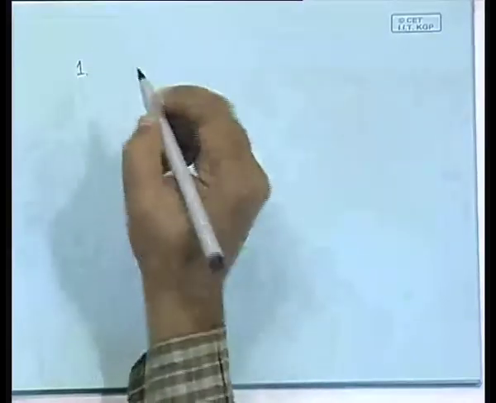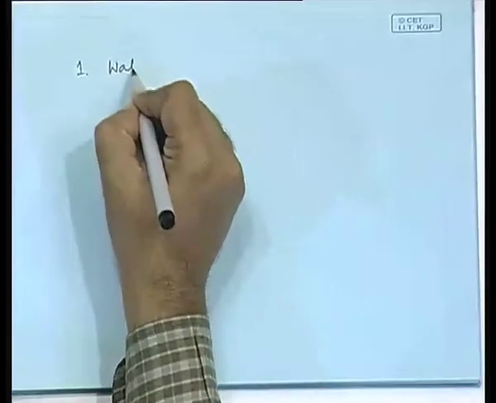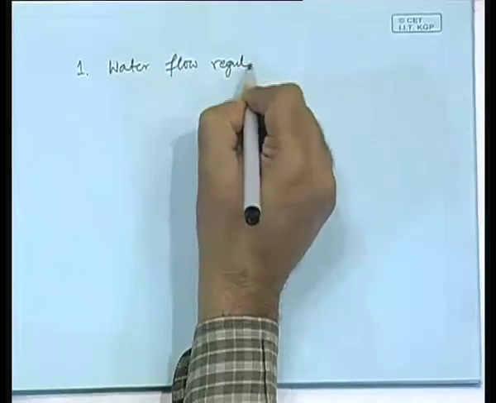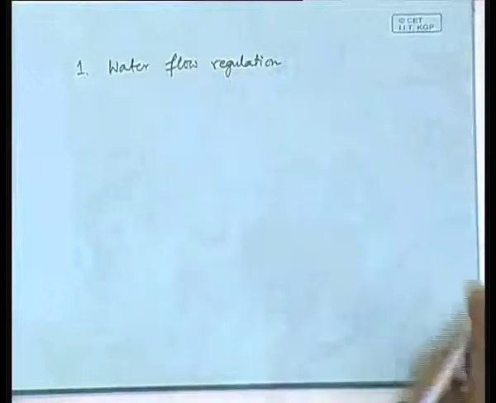Now let us come to the classification of various types of hydroelectric power plants. The classification is actually done from two angles. Number one, how big is the water retention capacity? Number two is water flow regulation.